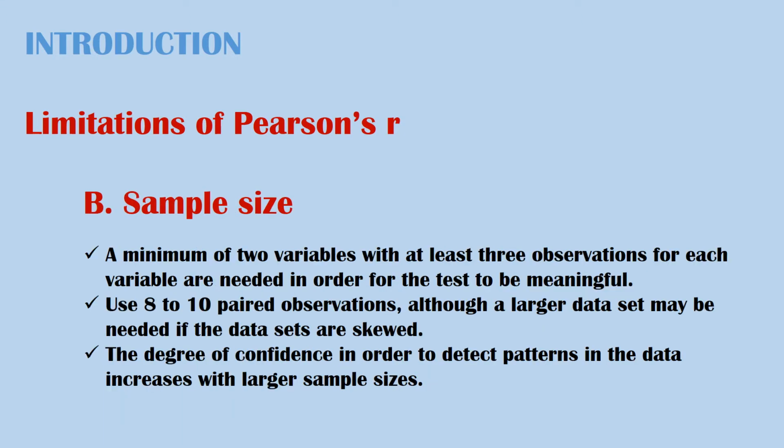Next, in terms of sample size, a minimum of 2 variables, as mentioned earlier, with at least 3 observations for each variable are needed in order for the test to be meaningful. We may use 8 to 10 paired observations, although a larger data set may be needed if the data sets are skewed. So this only shows that the larger the sample size, the better it is in order to detect patterns in the data.